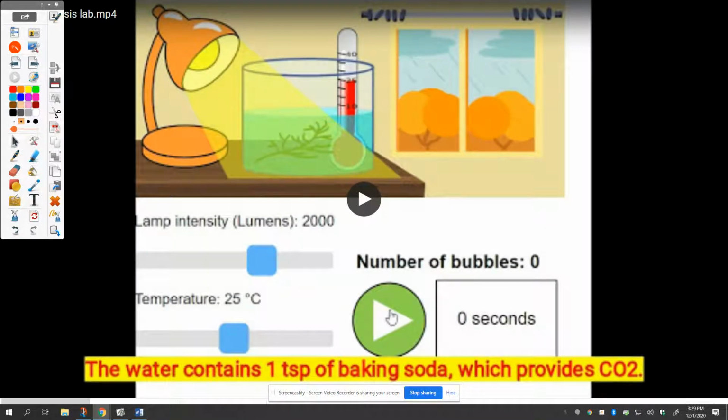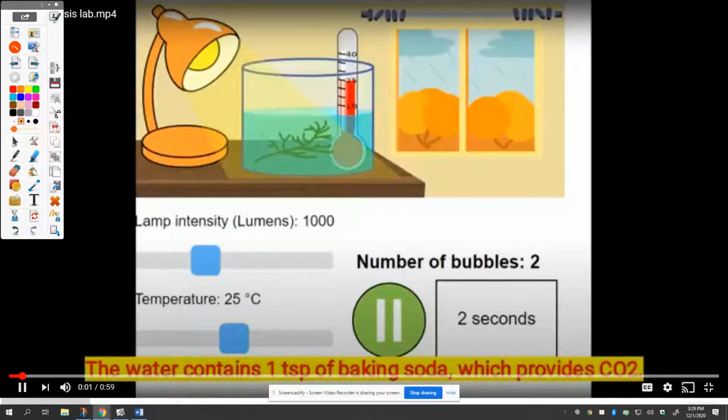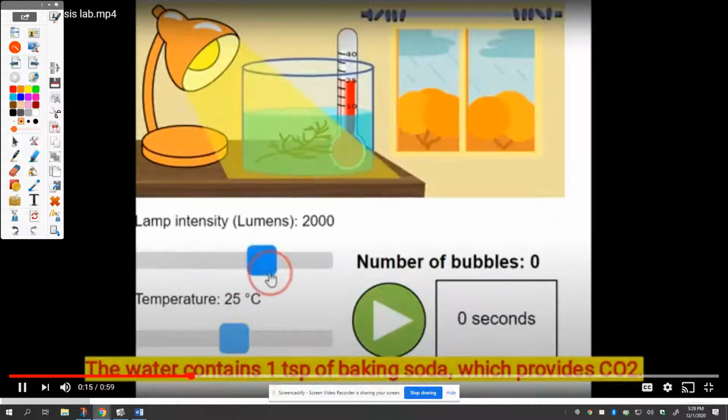All right, so if you watched this video, you saw that there were a couple of things changing. Well, one thing changing, but in multiple ways. So here we have 1,000 lumens. The lamp intensity is at 1,000 lumens. And while we're doing that, we're exposing this plant that's submerged in water to 1,000 lumens of light. And we're watching these bubbles or oxygen being produced, and we're counting the number of bubbles.